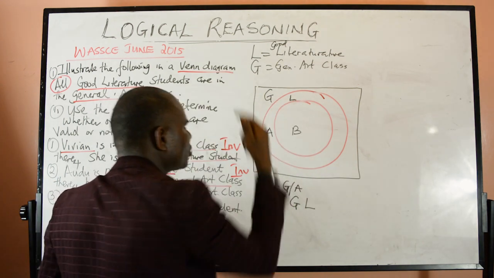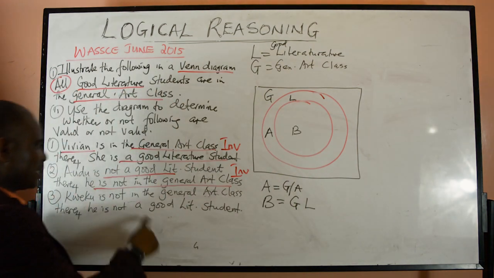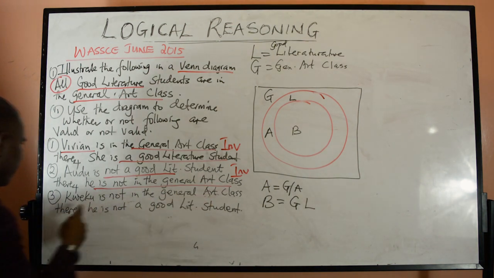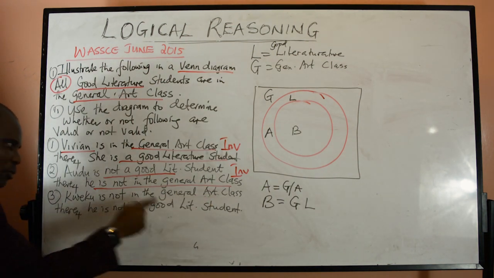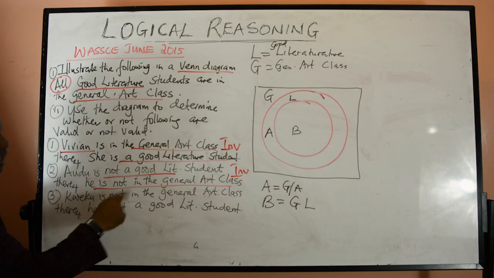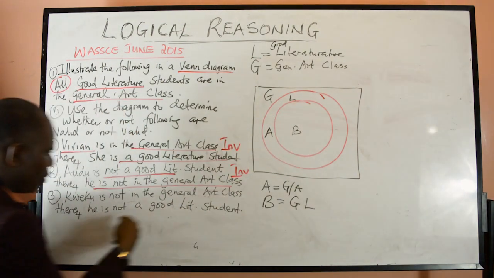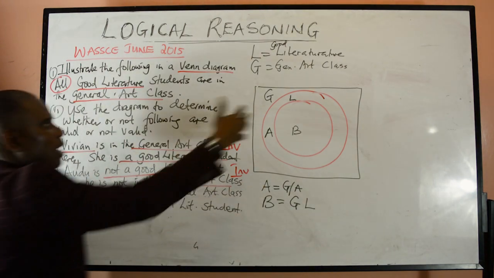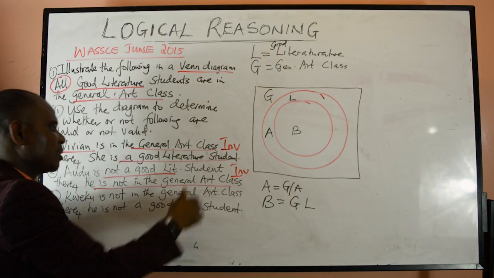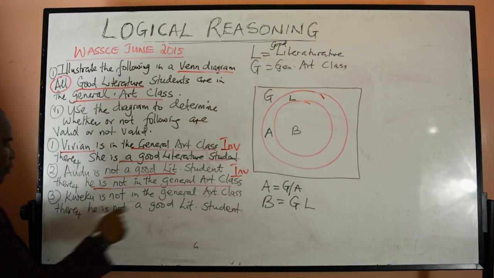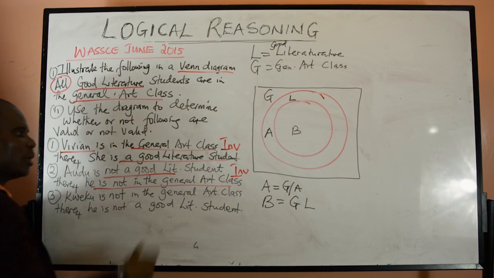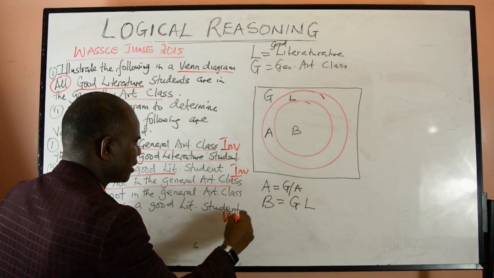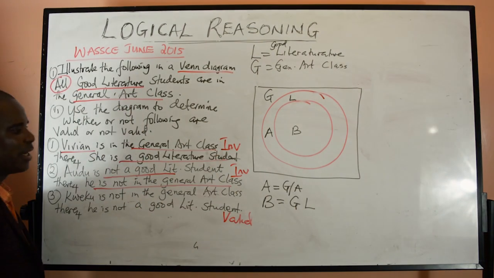It means that you are not a good literature student, and that statement is valid because therefore Kweku is not a good literature student, because all literature students are inside the general art class. And now they said Kweku is not inside the general art class, so it tells you that Kweku cannot be a good literature student. So it makes this statement valid. So we have invalid, invalid, and valid.